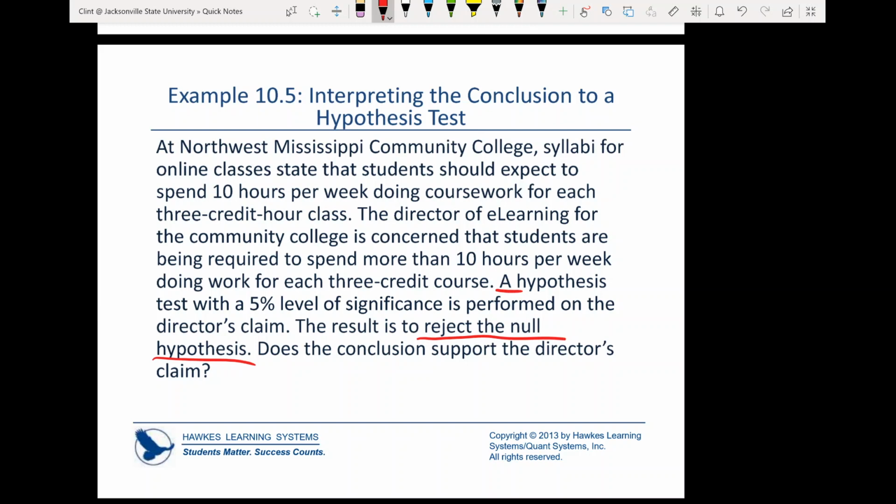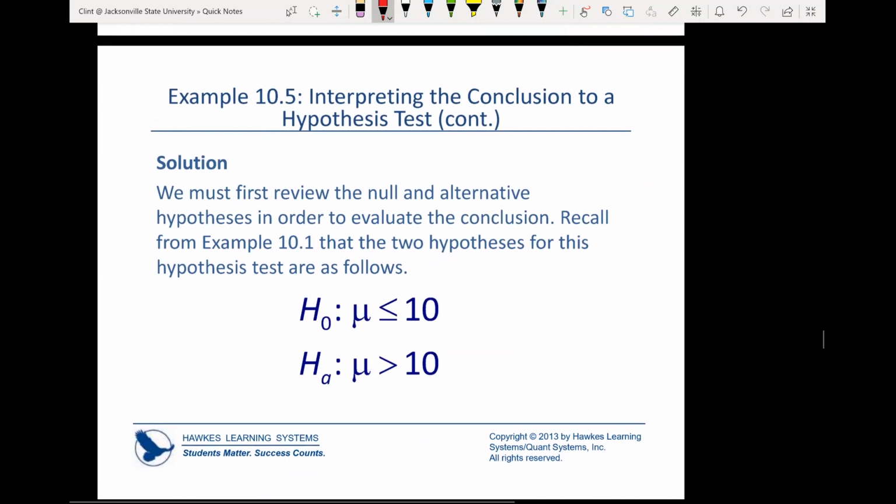Okay, so first we need to think about the hypotheses. So he thinks students are spending more than 10 hours per week during each class. We're dealing with means here. So our alternative hypothesis is that the mean is greater than 10. So our null hypothesis would be that the mean is less than or equal to 10. So we were told the outcome of this test was that the null hypothesis was rejected. We rejected the null hypothesis.